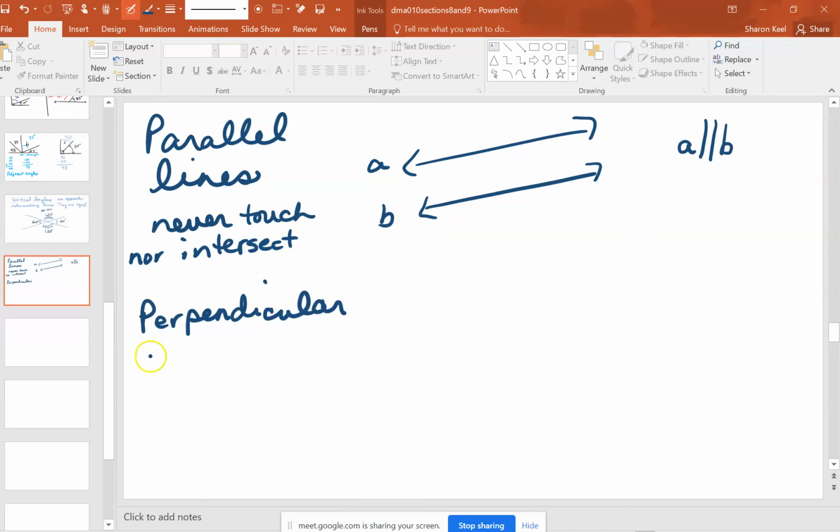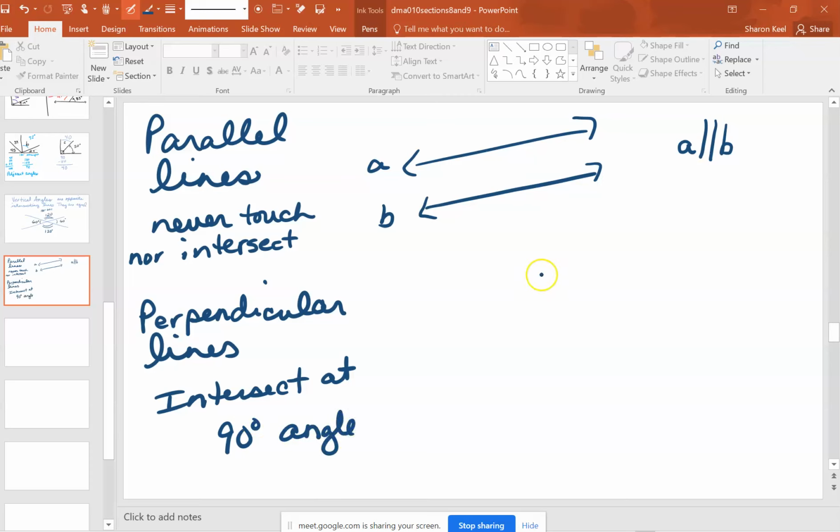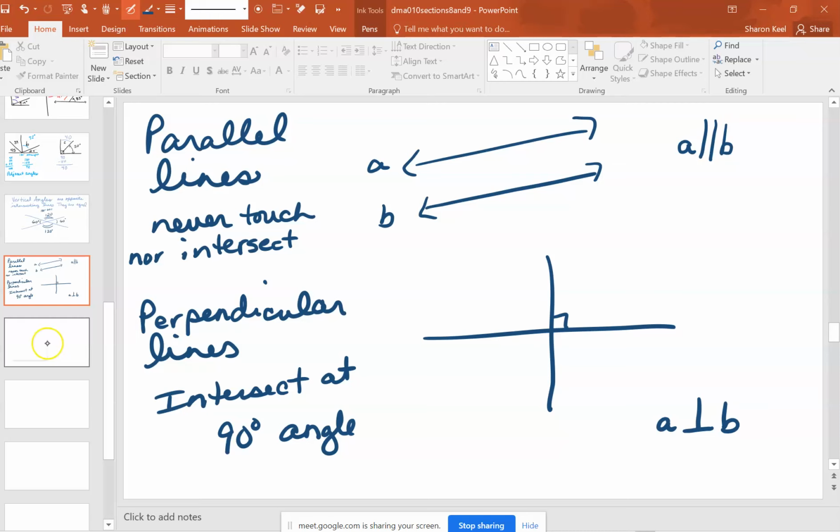Perpendicular lines are special. They intersect at a 90-degree angle. This would be like a perfect crossroad, an intersection. Those lines would be perpendicular. You would say line A is perpendicular to line B. It looks like an upside down T to represent perpendicular. Two lines that merely cross are intersecting lines.